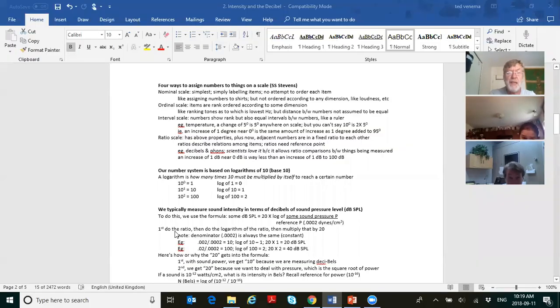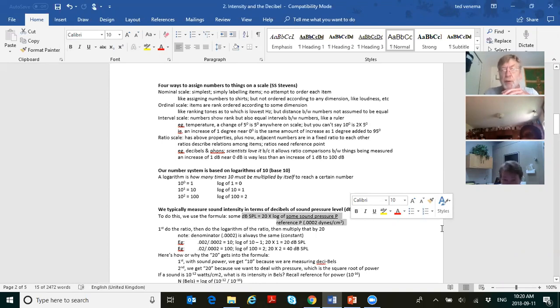dB SPL. Share screen. dB SPL equals 20 times the logarithm of some sound pressure over the reference sound pressure. There it is. Look at the top line. It has 3 things: a 20, then the logarithm, and then some sound pressure over some sound pressure. There's a numerator and a denominator there, a top number and a bottom number.